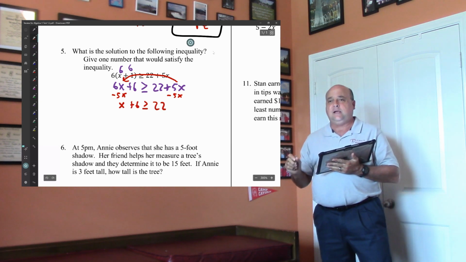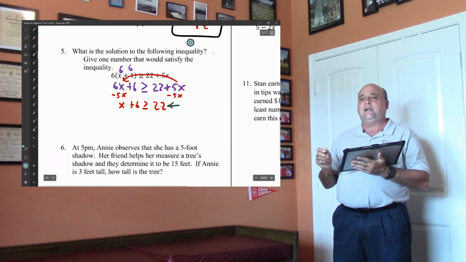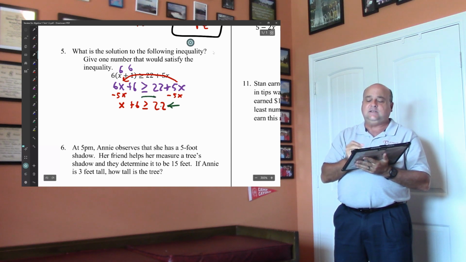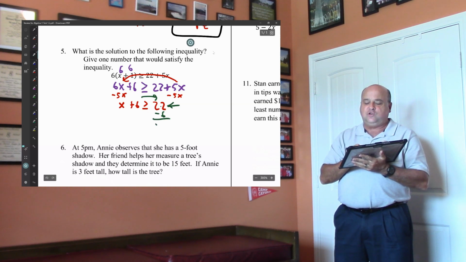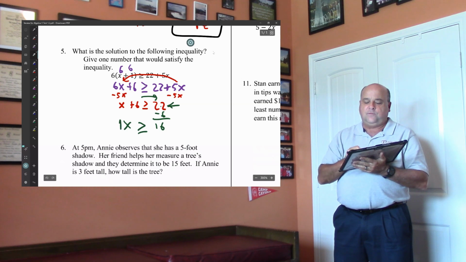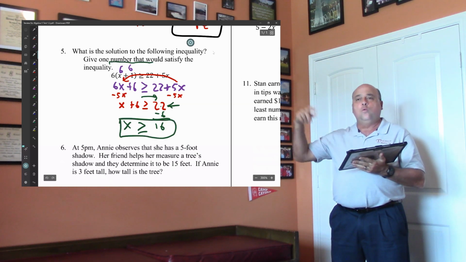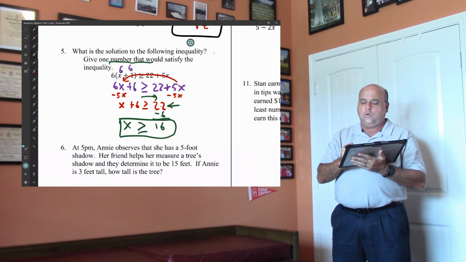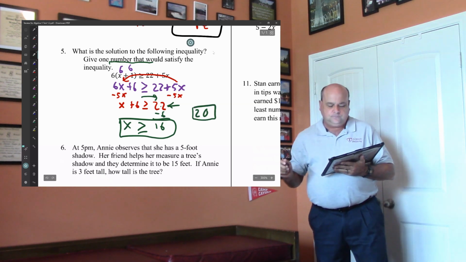And this is where you can pull out the calculator, right? So get your calculator out, and you're going to plug in 22 in the calculator. You will not punch 22 plus 6, will you? That 6 has got to move across. You'll do 22 minus 6, hit enter. That gives you 16. There is nothing in front of the x. So that is the answer. And then we want one number that would satisfy. What's a number bigger than 16? I like 20. So 20 would work, wouldn't it? 20 would be a number that would work.